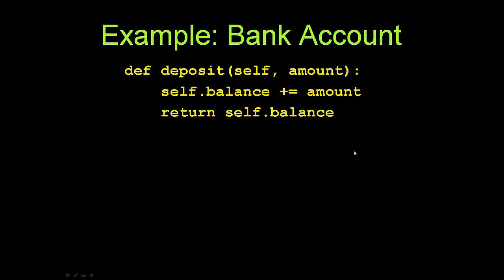So this is not just a bank account where you can take out money, you also put in money. Here you can deposit an amount, and then you take your self pointer, the reference to yourself, you find the associated balance variable, and you add the amount, and you return the balance.